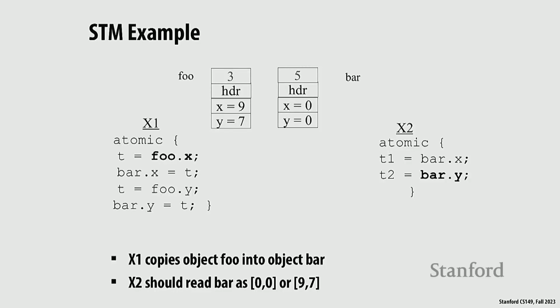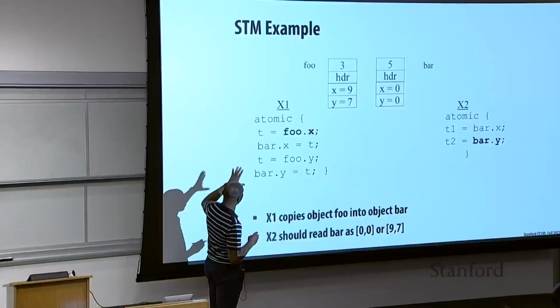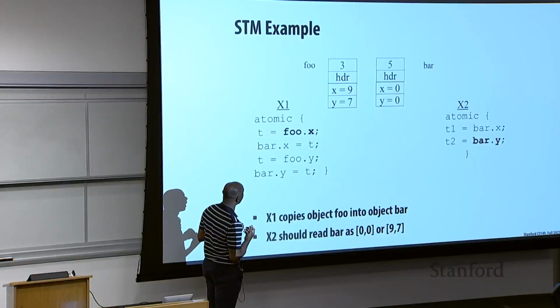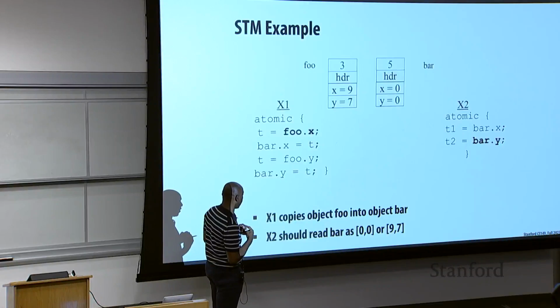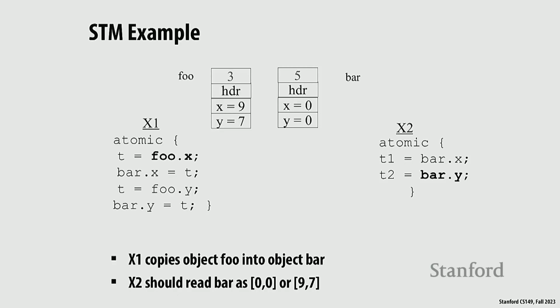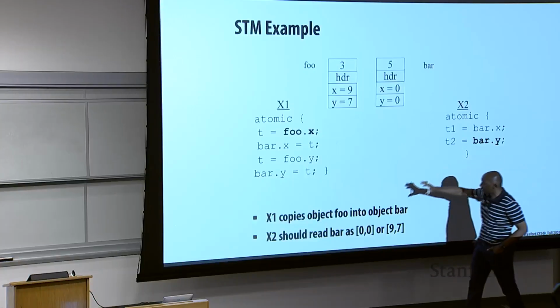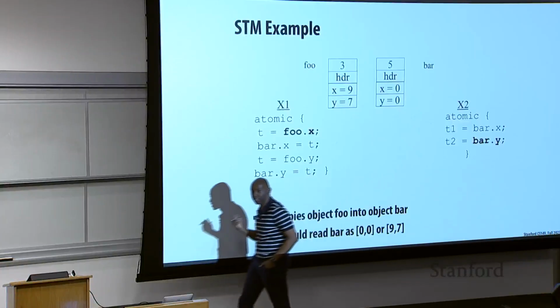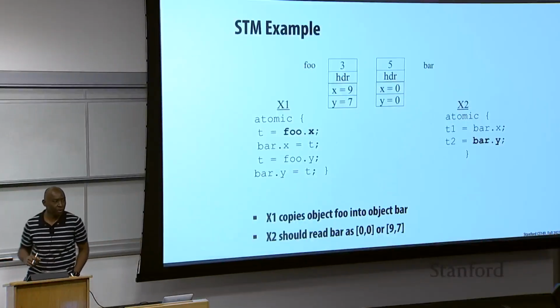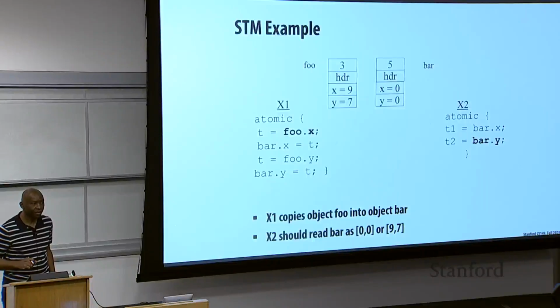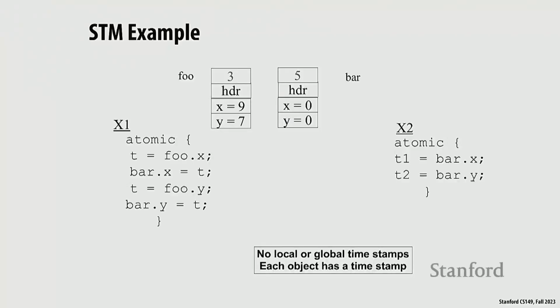So here what we're trying to do is we have two transactions, X1 and X2. And X1 is going to atomically copy object foo to object bar, right? And then X2 is going to read object bar, and it should read also atomically, right? And so it should read either 00 or 97, right? It shouldn't see any partial updates to the object. That clear? All right, so let's see how this works.